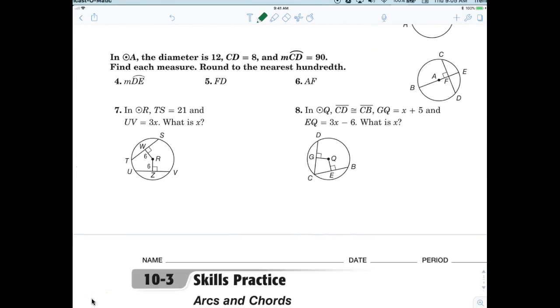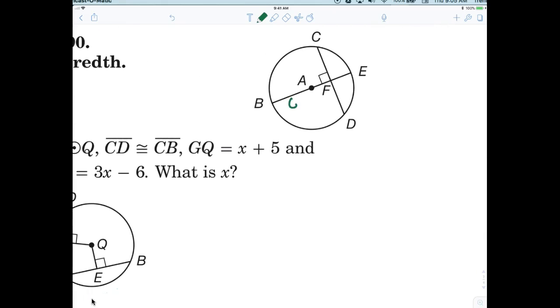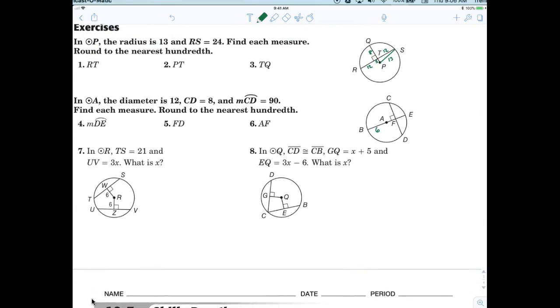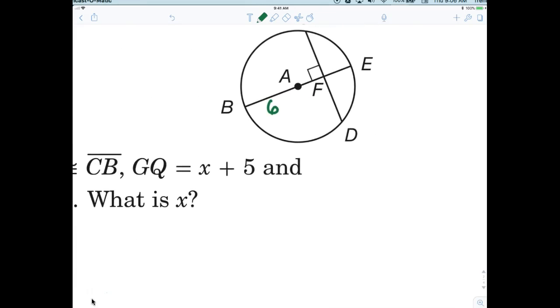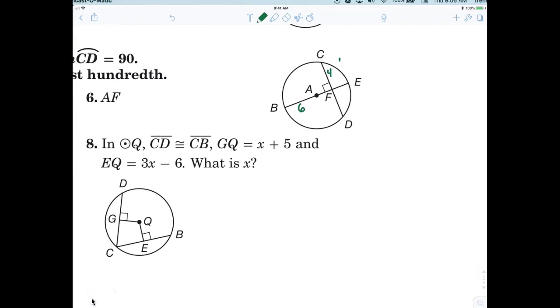So let's go over here. If the diameter is 12, right off the bat I would put this to be 6 so I could visualize. You put BA. And then CD is 8, correct? So then I would put a 4 right there. And then arc CD is 90, right? Which means this has to be what? 45 and 45. Now, if I wanted to, I would just continue there. Is everybody with me?